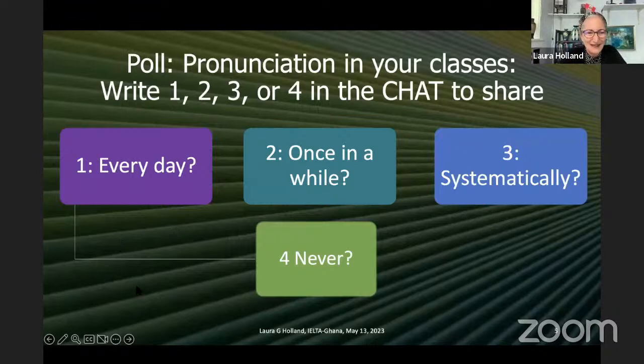All right, look at that. We have a lot of people saying every day. We have a lot more people saying once in a while. A few people saying systematically. Wonderful. And I'm not seeing any 4s yet. In my last workshop, I had a few people who said, oh, here's a 4. Yeah, good. Okay, thank you for saying that. All right, excellent. Oh, another 4. Okay, great. I hope you get some ideas today to take with you. Fantastic. All right.